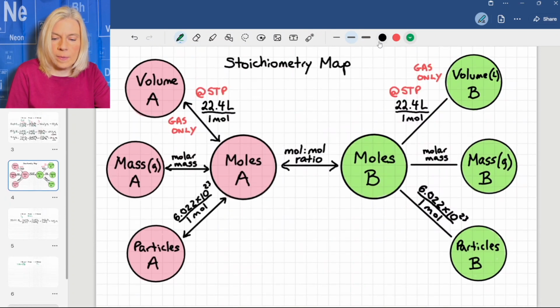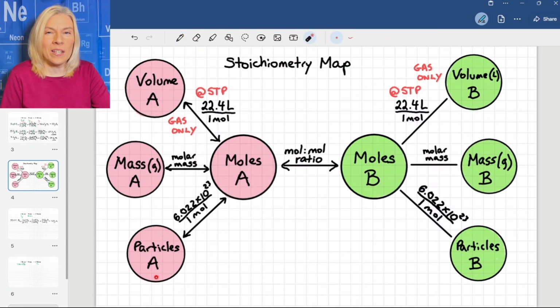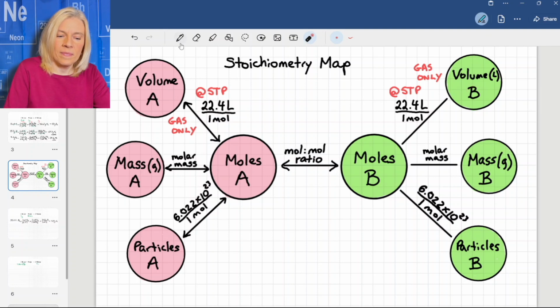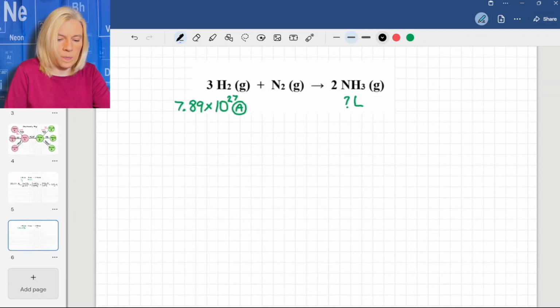Let's figure out where we are. So we're going to start with particles, but our particles will be atoms. So we will have to go from atoms to molecules, right? We will have to go from molecules. Then we have to go to moles of our hydrogen. Then we have to go to moles of ammonia. And then we're going all the way here to volume of ammonia. Do you see it? So let's do that. Let's do that question.